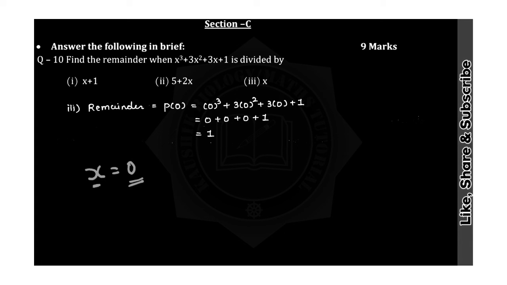So it will be 0 raised to the power 3 plus 3 into 0 raised to the power 2 plus 3 into 0 plus 1. So cube of 0 is 0, square of 0 is 0, 0 into 3 is 0, 3 into 0 is 0, plus 1, and therefore the final answer will be 1.